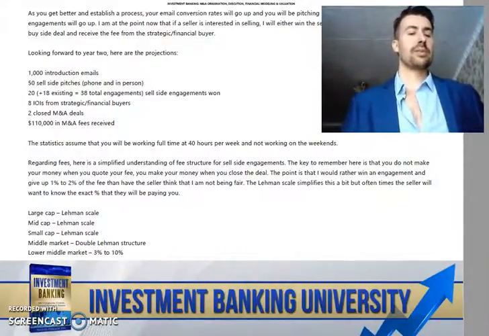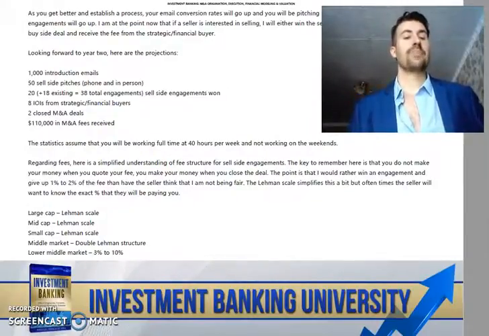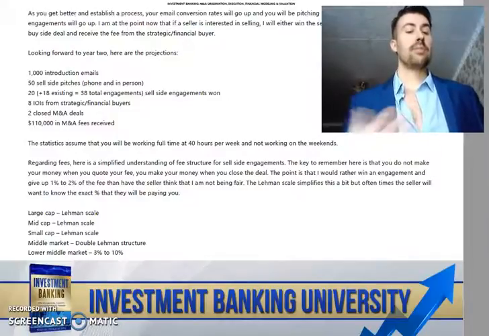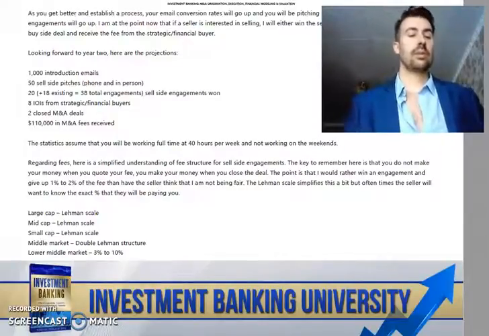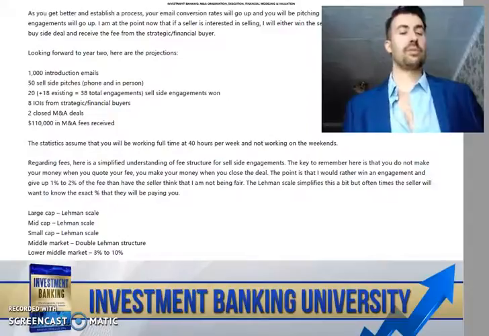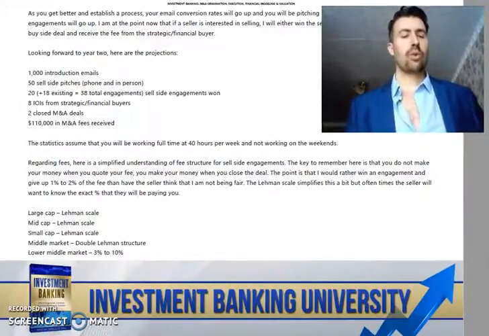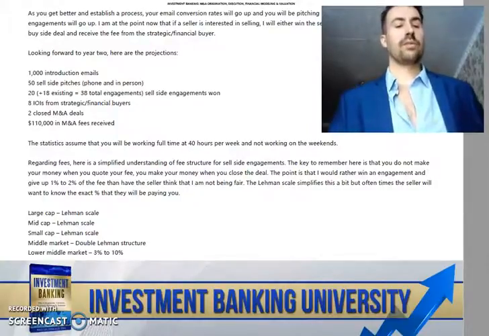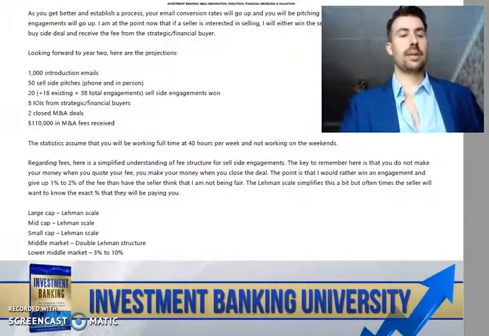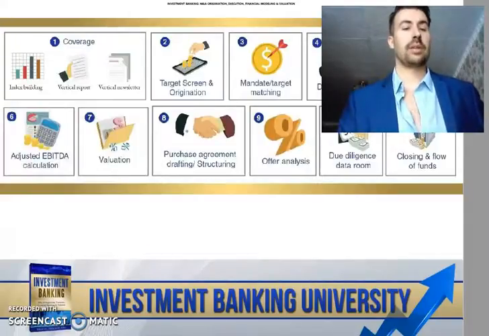So for large cap deals, it's going to be layman scale or smaller. For mid cap deals, definitely layman scale. The small cap, layman scale. The middle market is where we get into what's called the double layman scale. We're applying a multiple of 2 onto the layman scale. For the lower middle market, we're looking at a range of 3 to 10%, depending on the size of the deal, and we'll get into exactly what that means.